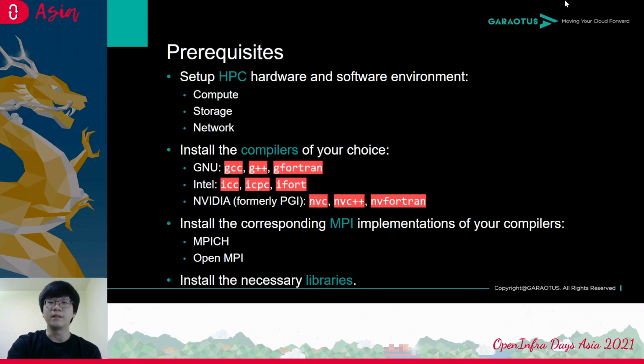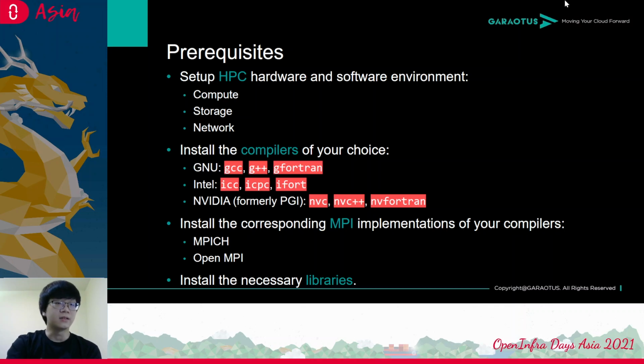On the hardware side, these include compute: which CPU, memory, GPU, or custom accelerators do you need? Storage: you may want to consider a parallel file system. Network: you may want to consider low latency, high bandwidth interconnects here.